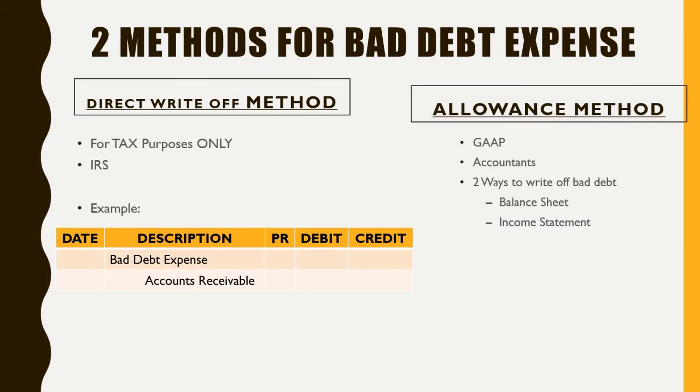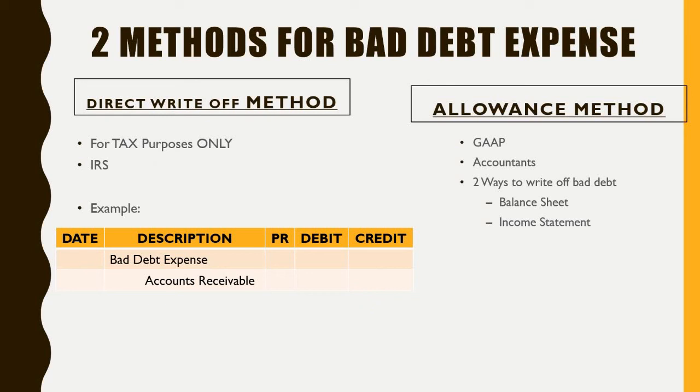Now, when we journalize that, we have two ways to journalize it. We have the direct write-off method, and then we have the allowance method. The direct write-off method is strictly for IRS purposes only, and it is only meant for the tax accountant to do, because what the direct write-off method actually does is it literally takes your accounts receivable directly out of accounts receivable and just claims it as a loss.